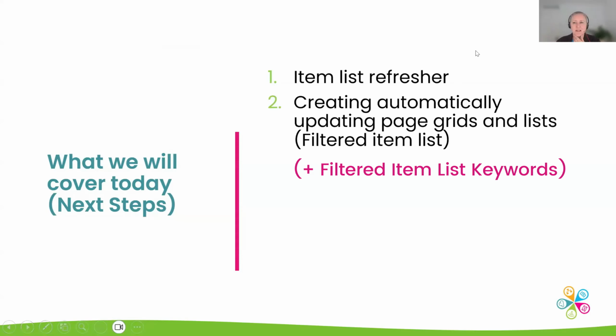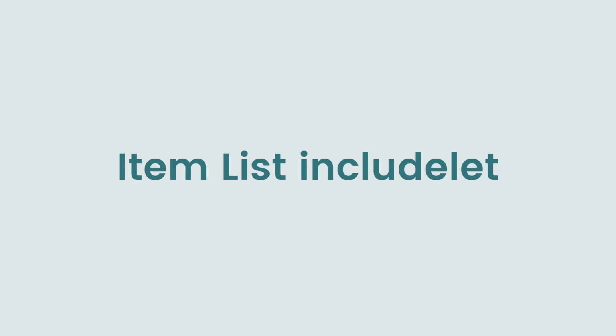We'll then look at creating automatically updated grids and lists, or just simple ways of grabbing those pages using filtered item lists. So it's a way of sorting and filtering information to display in boxes that we call includelets, and it's the filtered item list includelet.